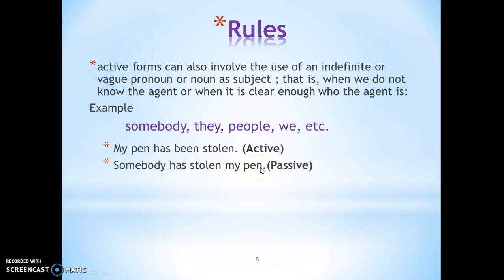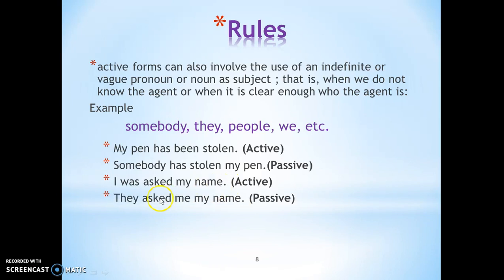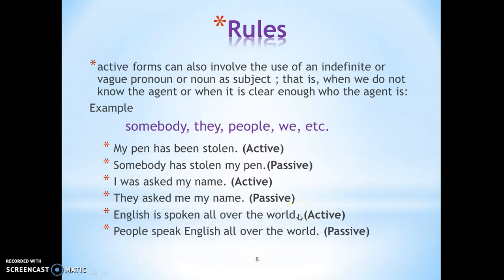Let us see another example. I was asked my name. Here, the doer of the action is not mentioned. So, it can be written as they asked me my name. Another example, English is spoken all over the world, can be written in the active sentence as people speak English all over the world.